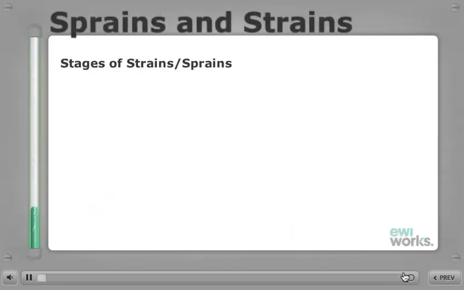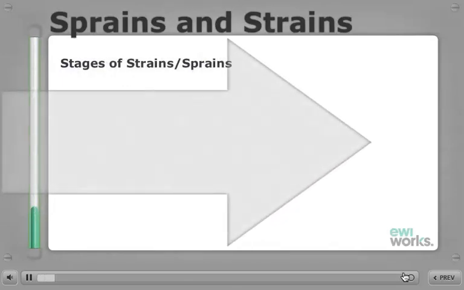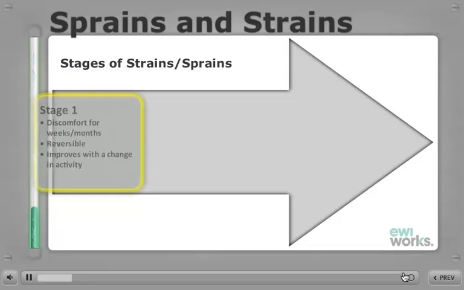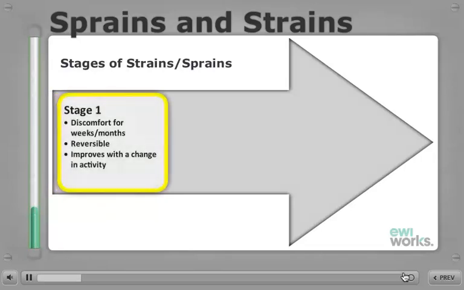Strains or sprains can develop gradually over time. The typical progression of a strain or sprain can be broken into 3 stages. The first stage is often characterized by discomfort. Individuals typically report that they have discomfort around the joint, but it often improves when away from the work activity. If you can address how you are performing your task and change how you do your task, usually symptoms are reversible and individuals see improvement quickly.